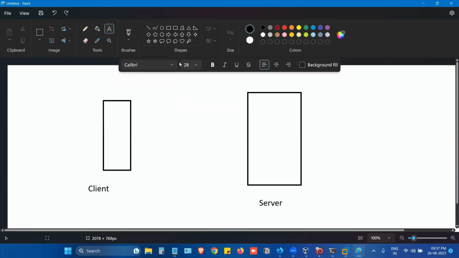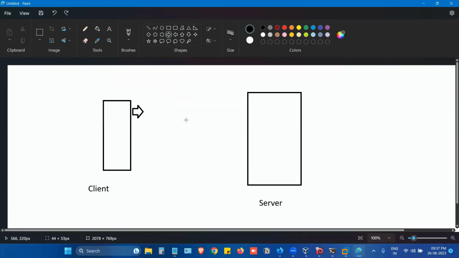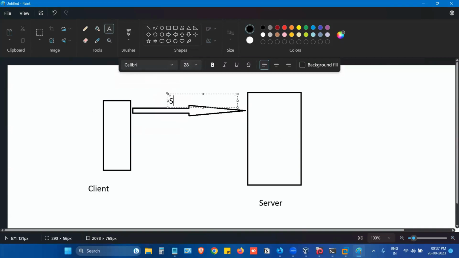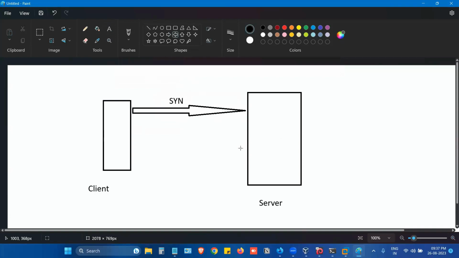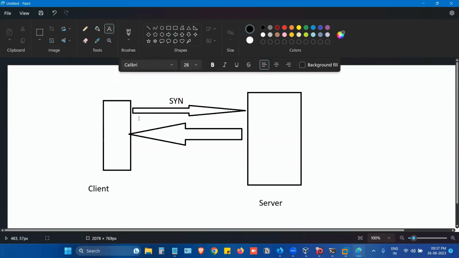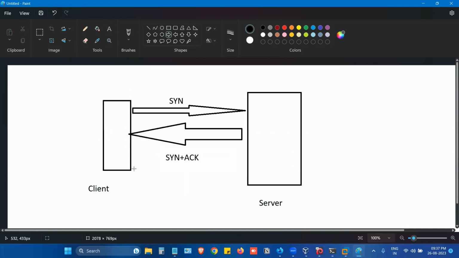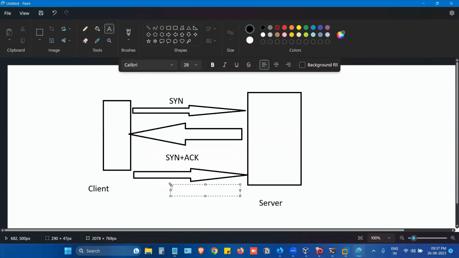Let me draw an arrow. So in the first connection, you will send the SYN packet. And in response, if the target responds with SYN plus acknowledgement, that means the port is open because communication was happening over there. After that, further communication happens, and if we have to close the connection, then we can send one more packet, that is reset. Reset is going to reset the connection.